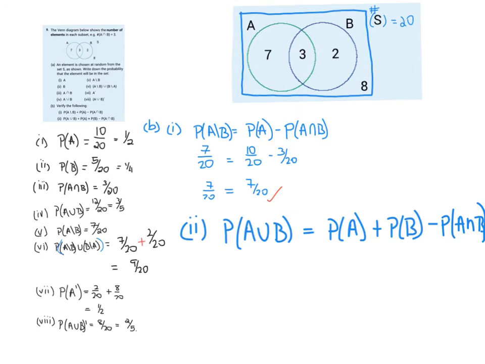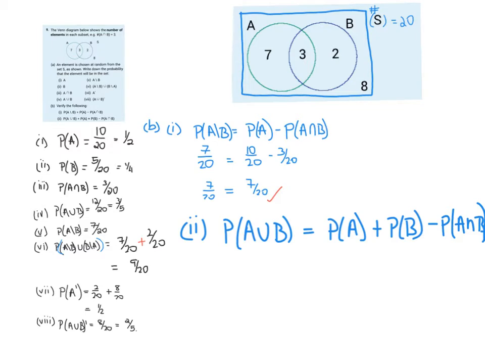Here in part 2, we're asked to verify that the probability of A union B, so A or B, is equal to the probability of A plus the probability of B minus the intersection. The reason for that is if I've counted all of A and all of B, I've counted this twice, so I need to remove it. So let's just verify that.